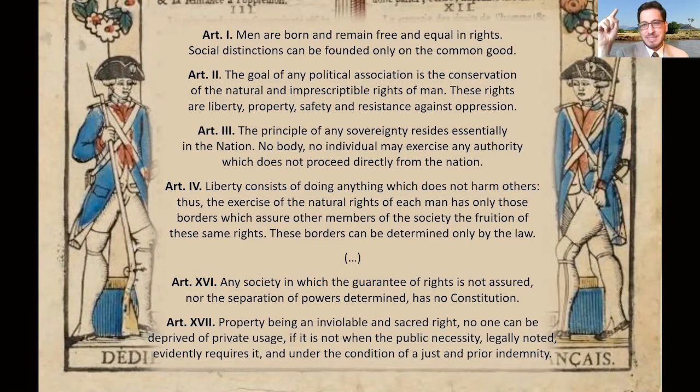Equality, fraternity, also freedom. No? Social distinctions can be founded only on the common good. Yeah, here is, well, the problem, no? What does equality mean? Well, equality, a general and abstract equality of rights. But they realize that, well, we have to distinguish, no? So they realized that some distinctions should be approved. And the first article of that declaration, they quoted that. No?